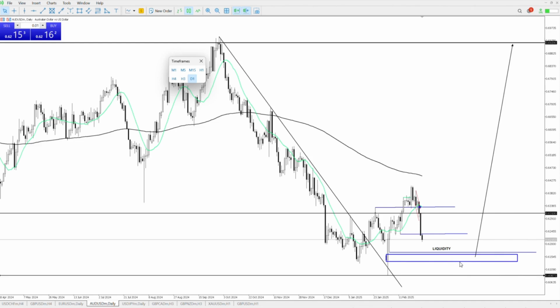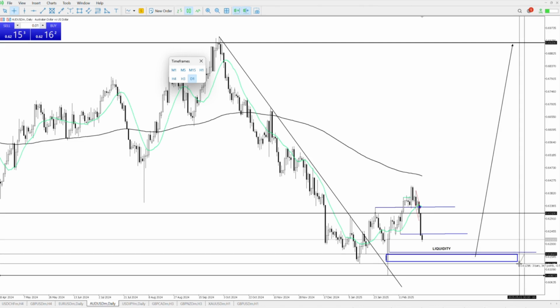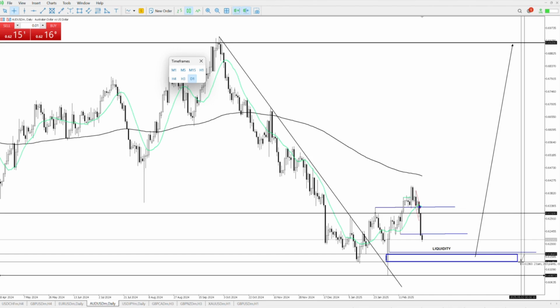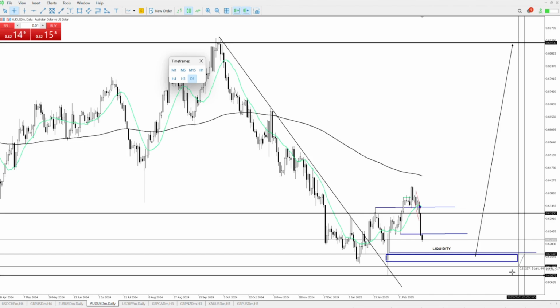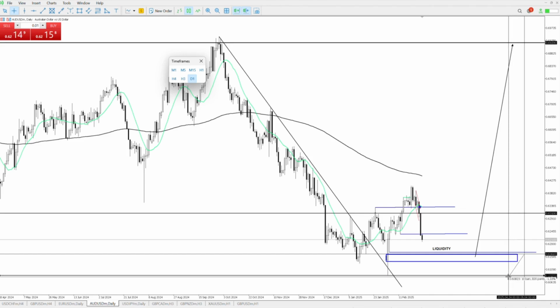The entry zone is within 0.61643 down to 0.61367. So this is the entry zone and this is the stop loss. Let's calculate. The stop loss is going to be wide. We are looking at a stop loss of 80 pips.